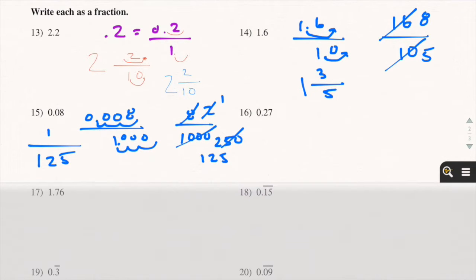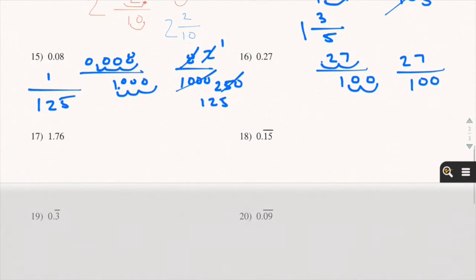Number 16, 0.27 over 1. Move the decimal over 1, 2. Move this decimal over 1, 2. Fill that with zeros. We get 27 over 100, and that can't be reduced. So that's the final answer on that.